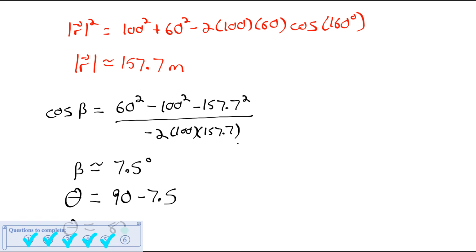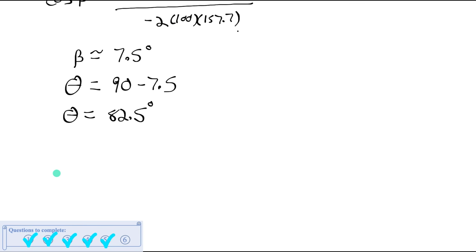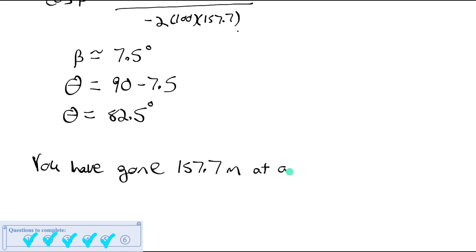Theta, 82.5 degrees. So our final answer, we could say you have gone 157.7 meters at a true bearing of 82.5 degrees.